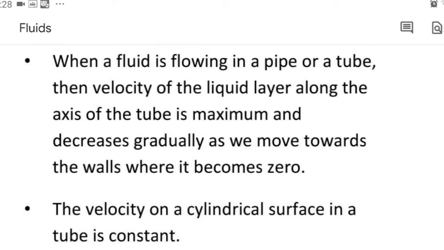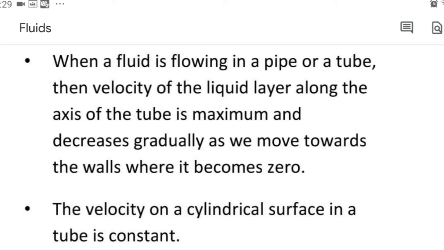And different layers of liquid will have different velocities. When we consider a liquid flowing in an open space, not like a tube or pipe, the topmost layer will have the highest velocity, and the layer which is in contact with the floor will have the lowest velocity, or the speed will be lowest for the layer which is in direct contact with the ground, and the topmost layer will have the highest velocity.